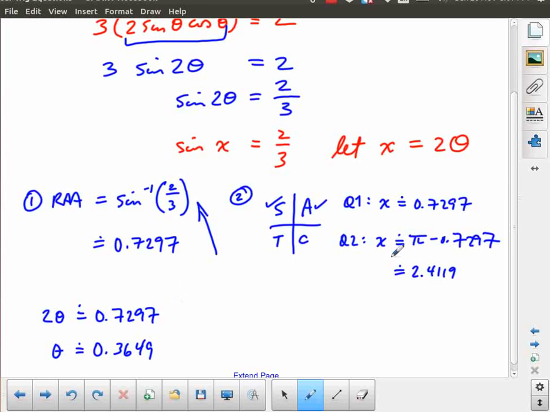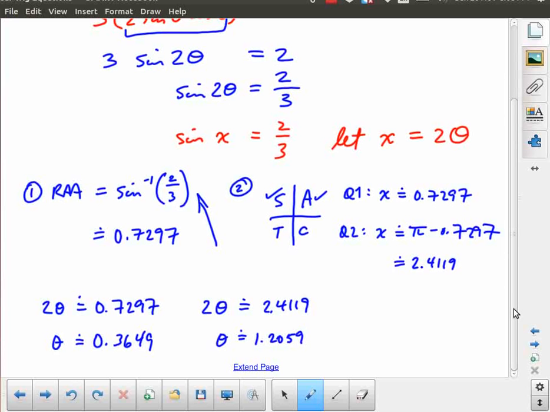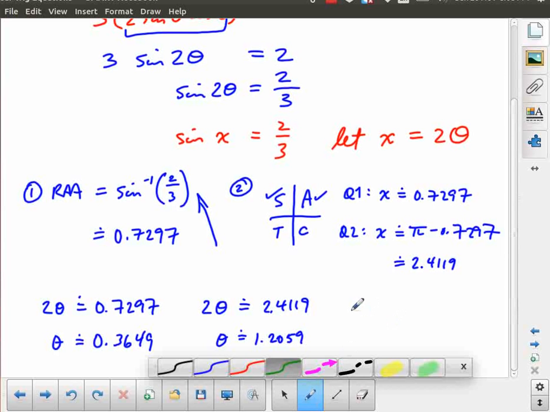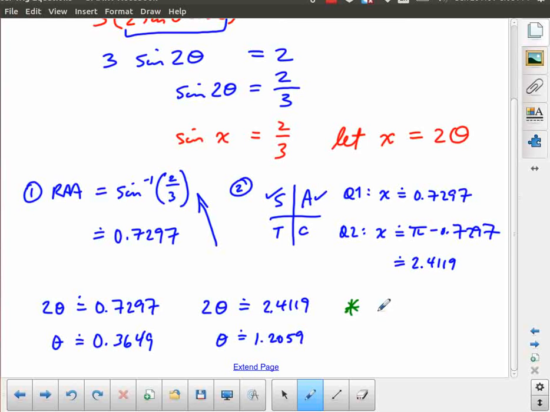And I'm going to do the same thing with this result, which is 2 theta is approximately equal to 2.4119. So theta is approximately equal to, and so once again, I've gone back to my original calculation, so it's pi minus that answer, and I divide that by 2, and I end up with approximately 1.2059.